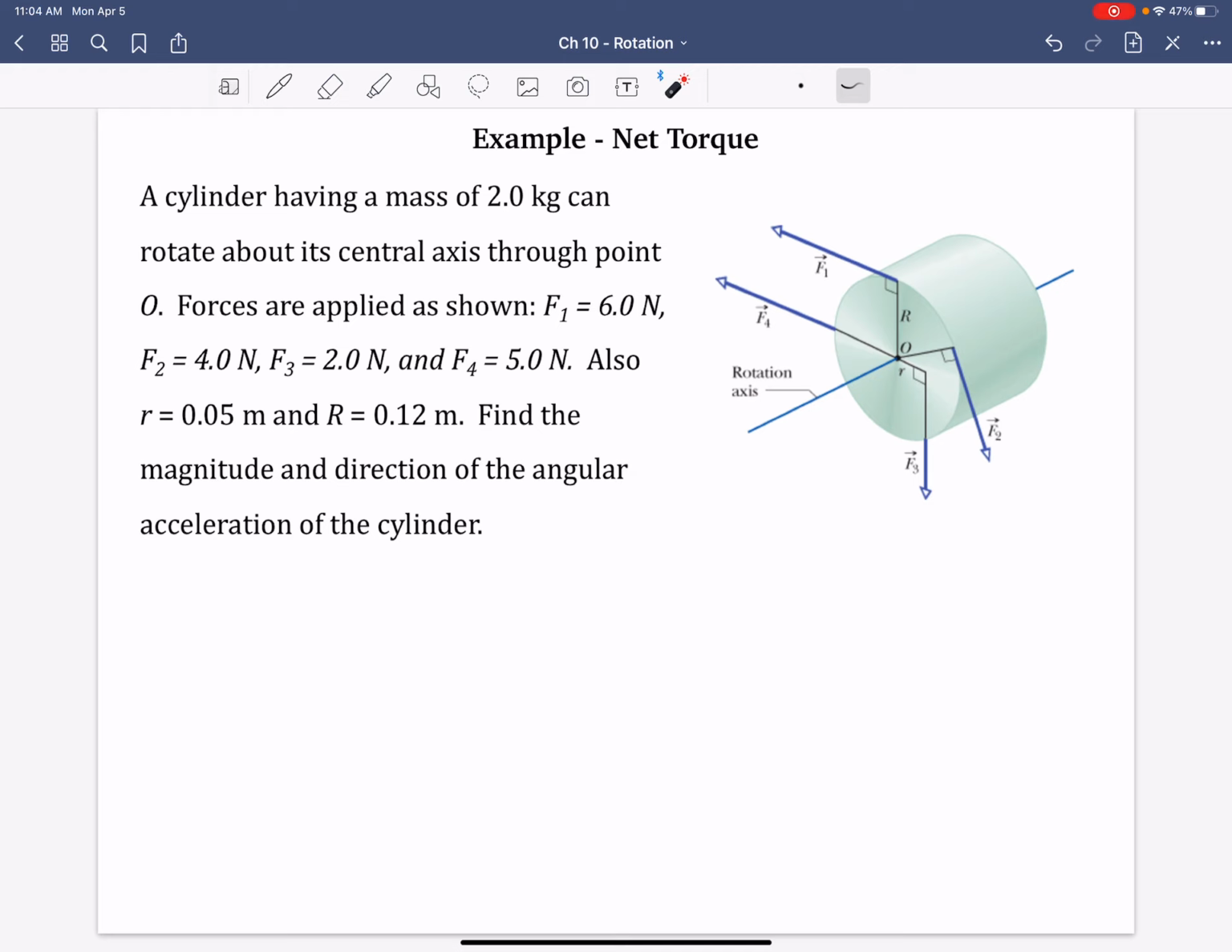F3, as shown here, is perpendicular with its own lever arm, its own r vector, oriented straight down. And F4 is actually parallel with its r vector, in the same direction as r. So thinking ahead, r cross F for F4 would not provide a torque, because the angle in between would be 0. So let's write out the net torque equation and see what we got.